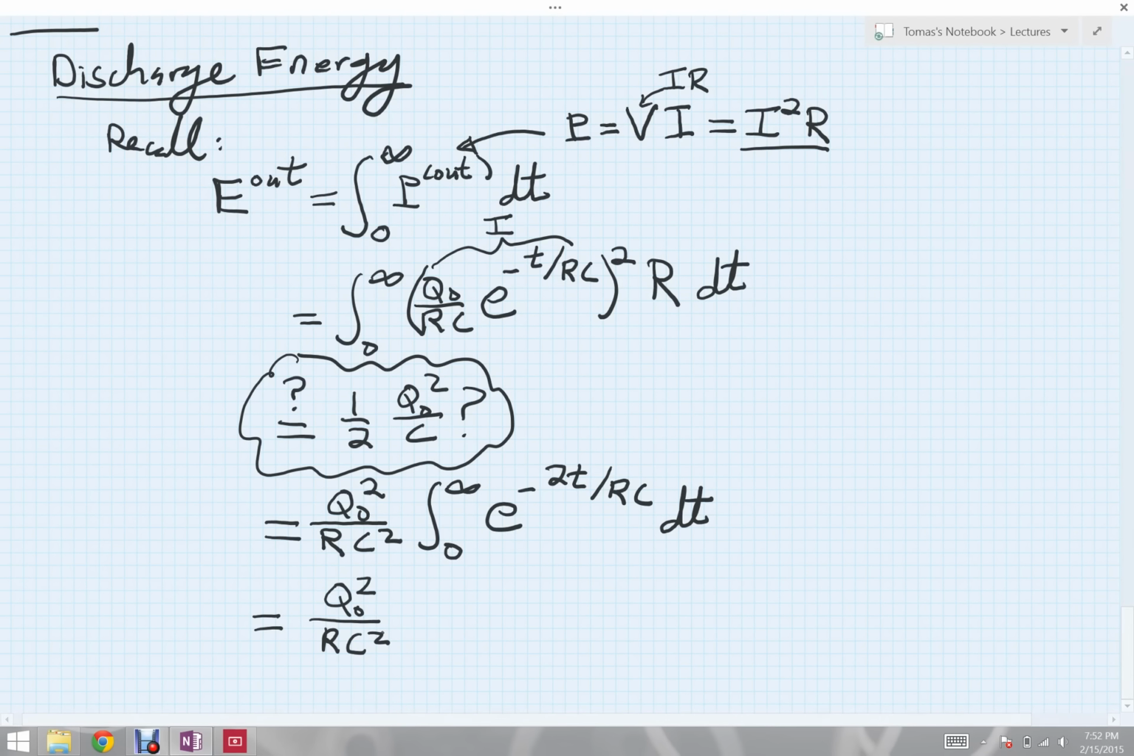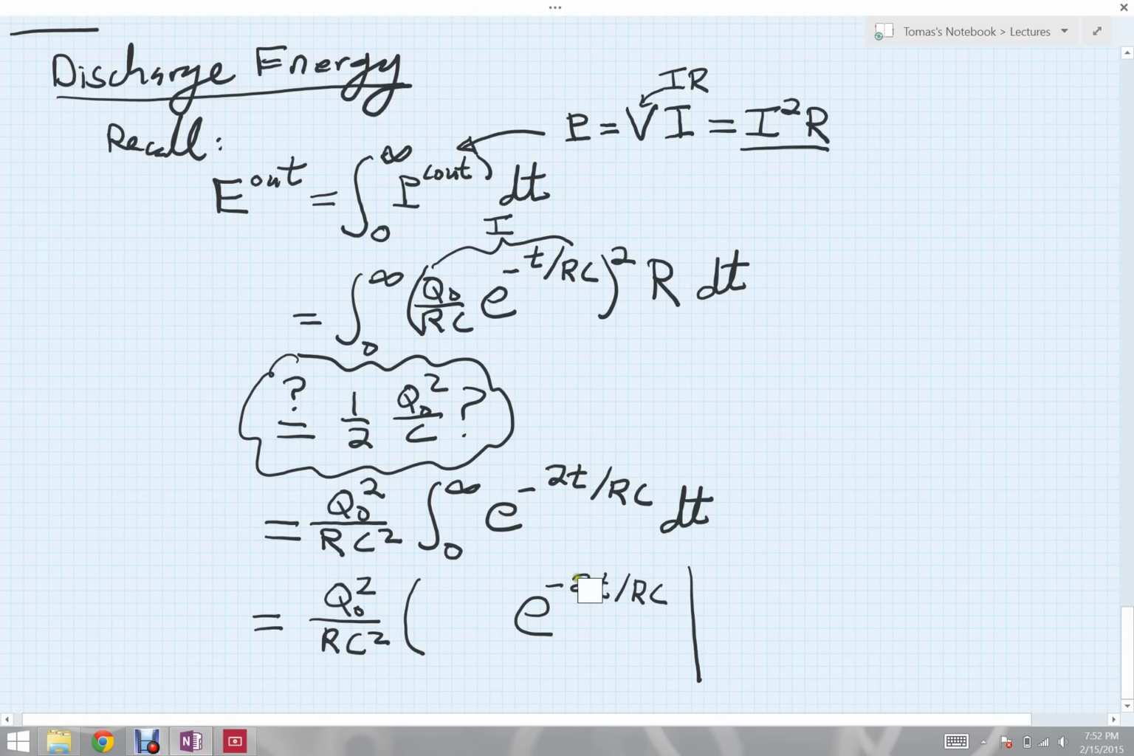Now, I need to do my indefinite integral, and I think you guys know how to do this. It's an exponential function, so we're going to guess the integral has to be an exponential function, 2t divided by RC. And our job then is to make sure that we put in whatever factors are necessary so that when we take the derivative of this combination, we get back our original function.